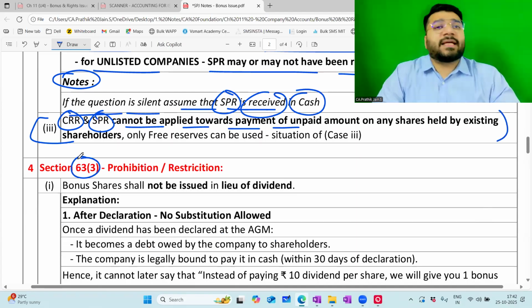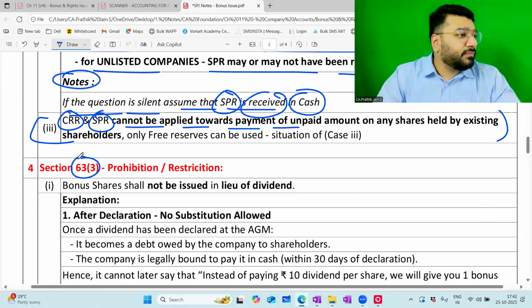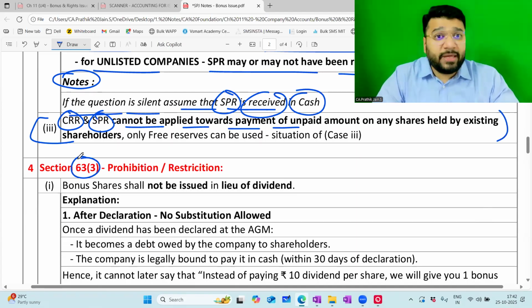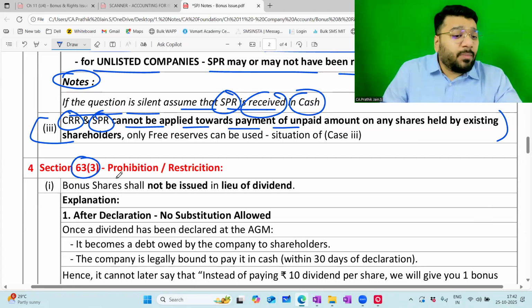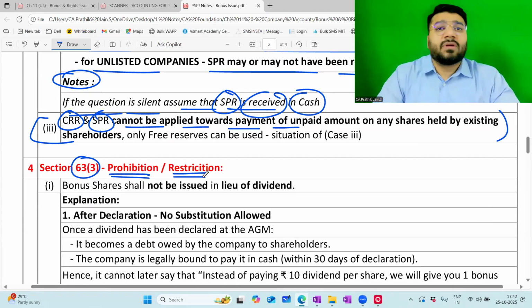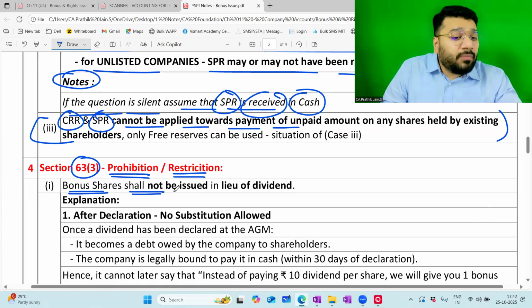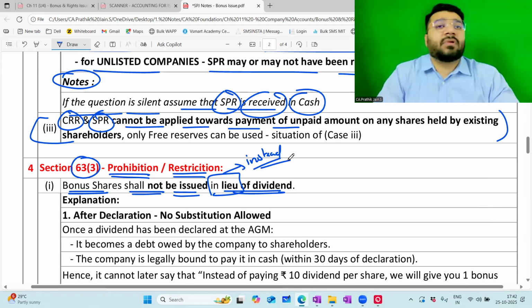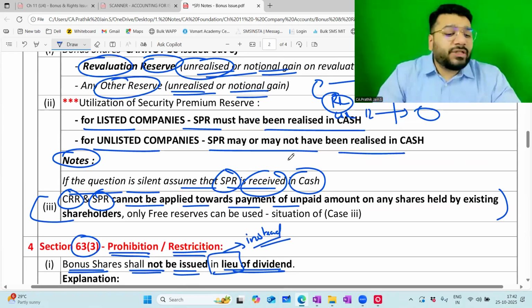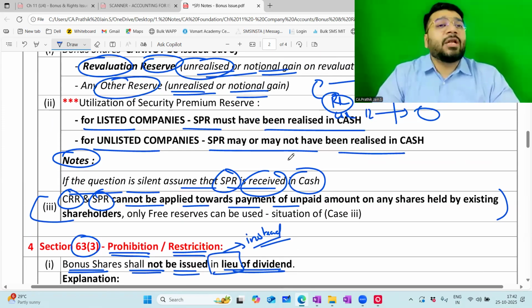Next, I'll talk about section 63, subsection 3. This is a topic which I'm discussing afresh today. This section is talking about prohibition and restriction. What is the restriction? The restriction is that bonus shares shall not be issued in lieu of dividend. In lieu means what? Instead of dividend. What are they trying to say? Please tell me. Bonus shares shall not be issued in lieu of dividend.